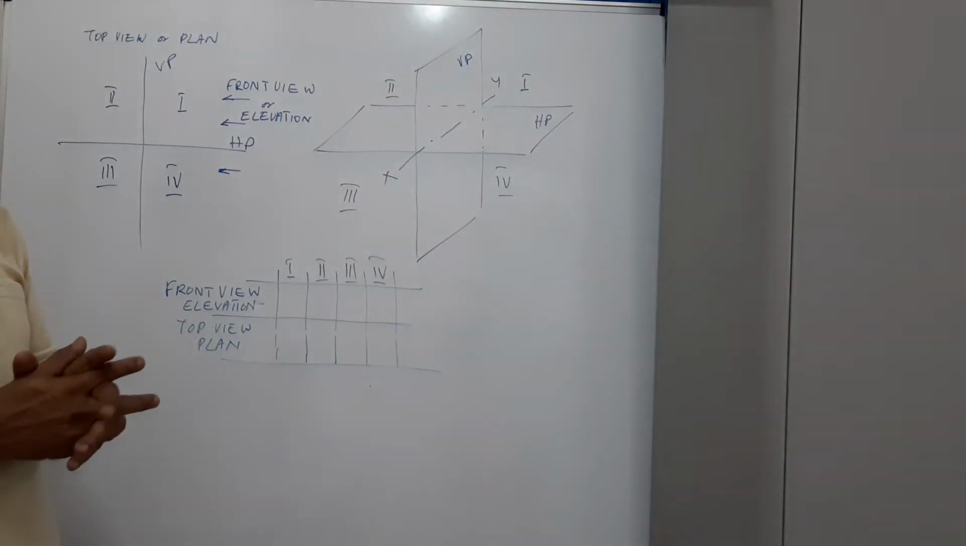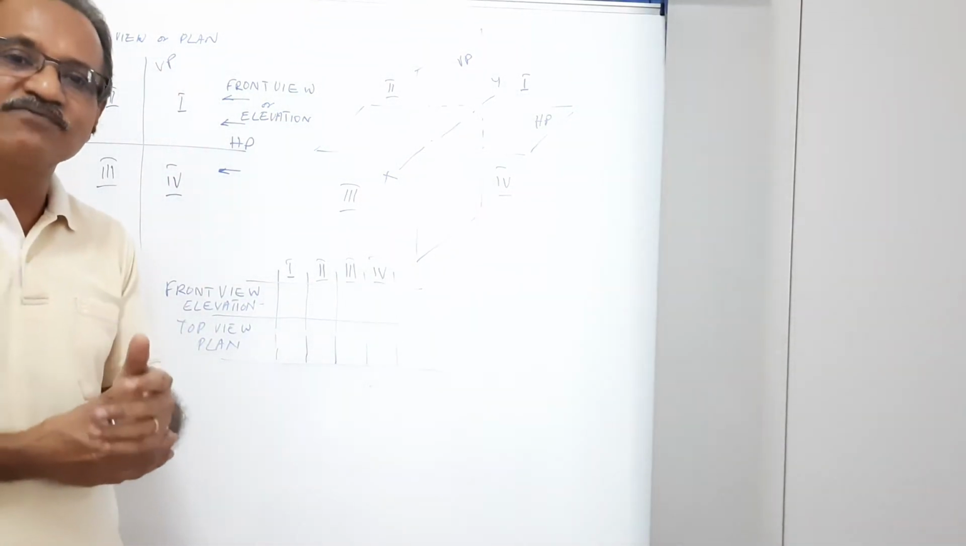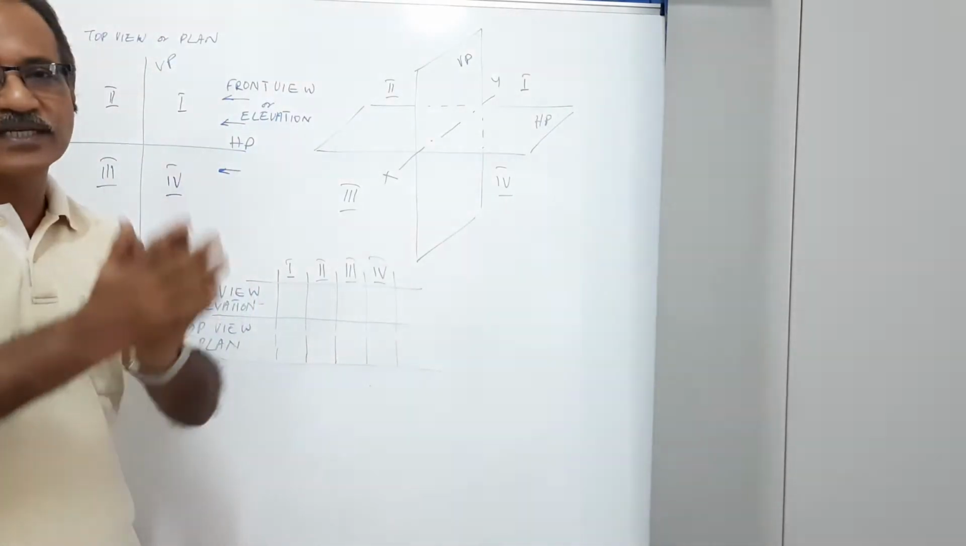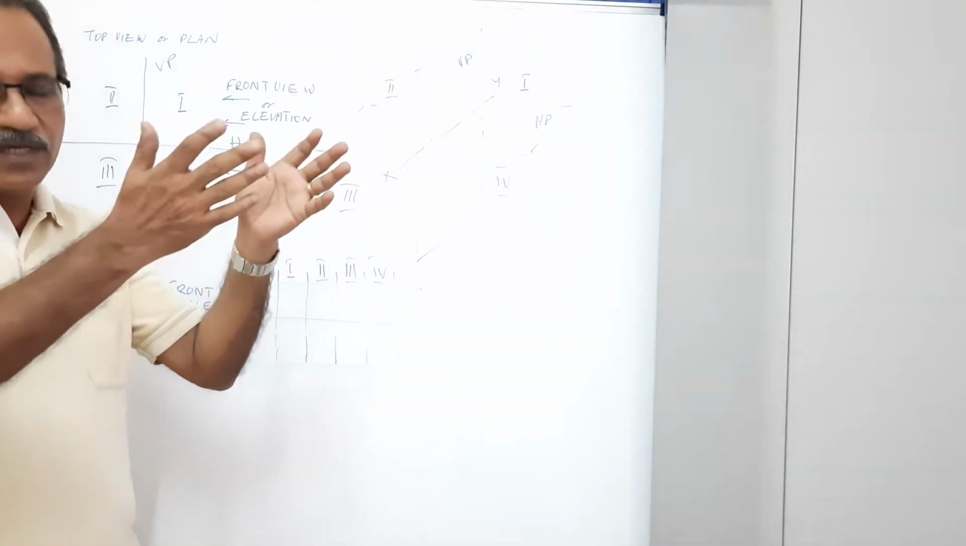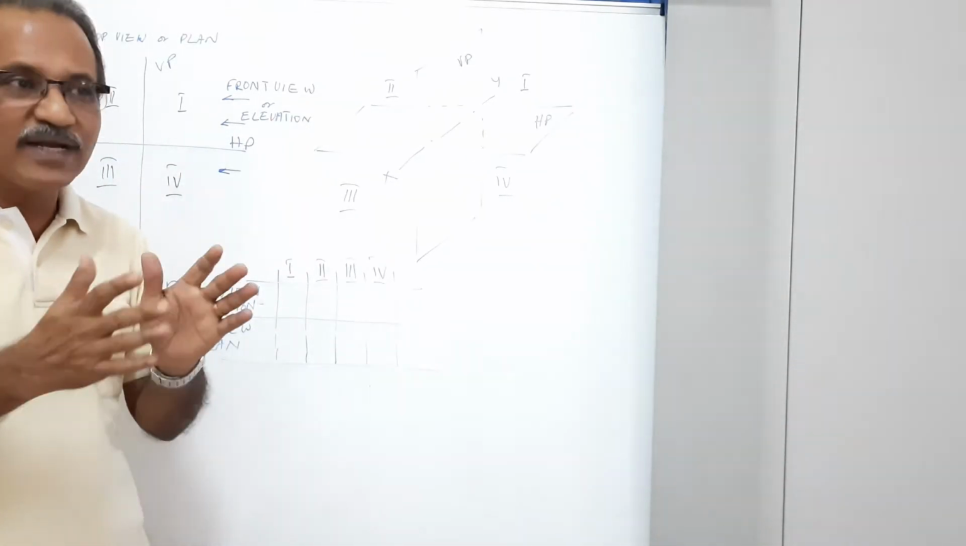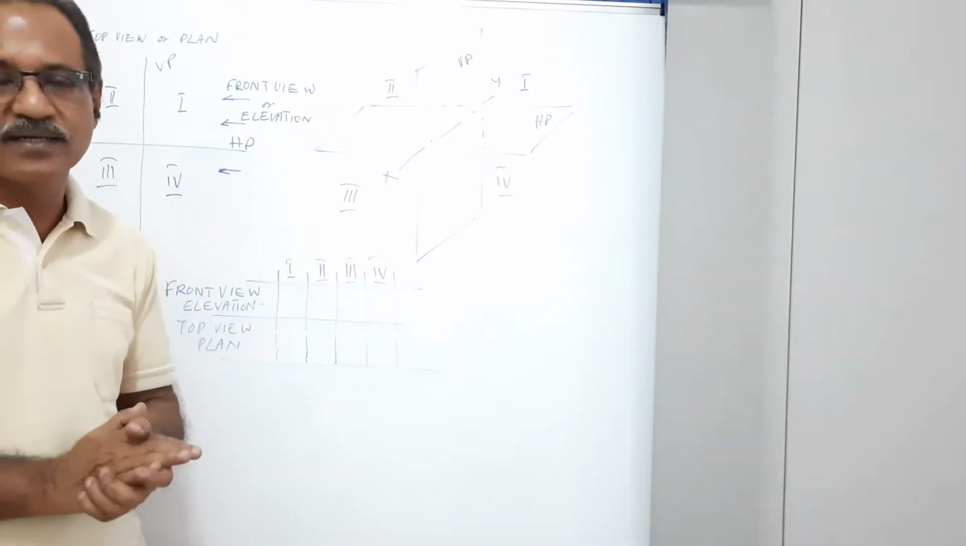You know, in actual practice, the light rays from our eyes are not parallel. But in physics, you have assumed the light rays coming from the sun are parallel to each other. Similarly, when we draw the views, we assume the light rays are parallel.